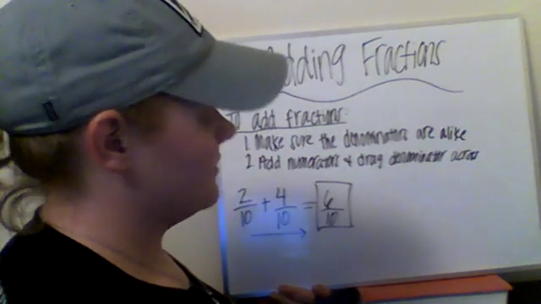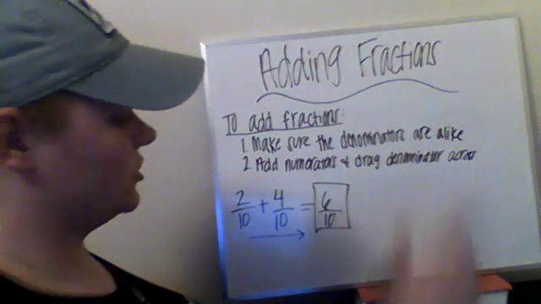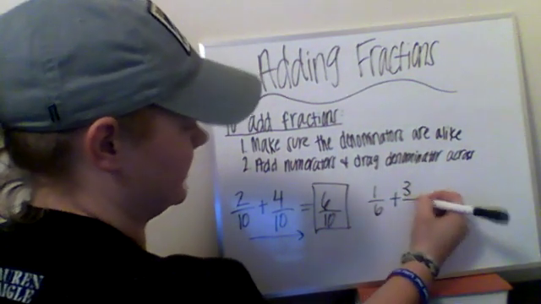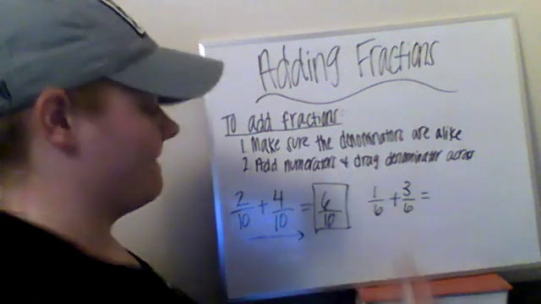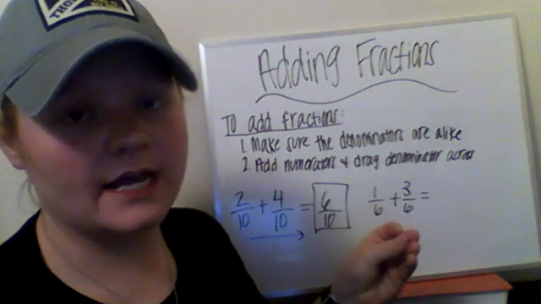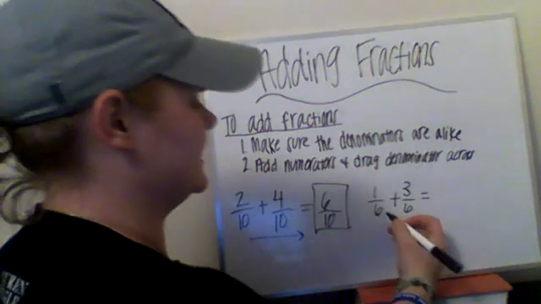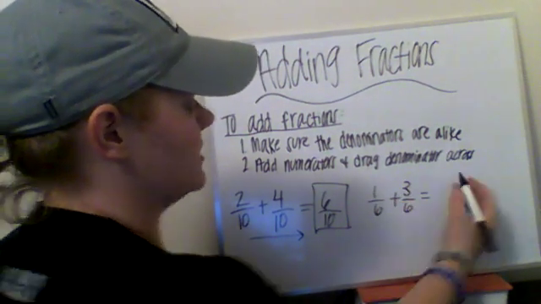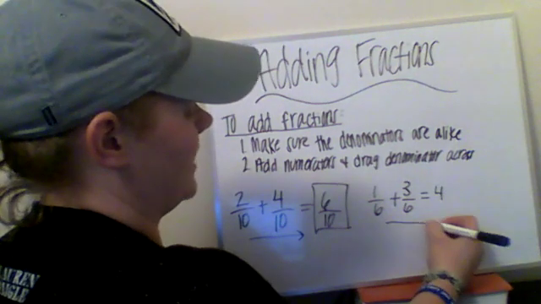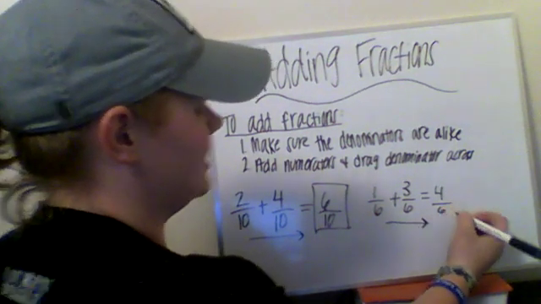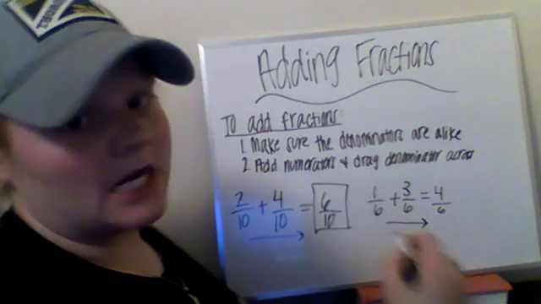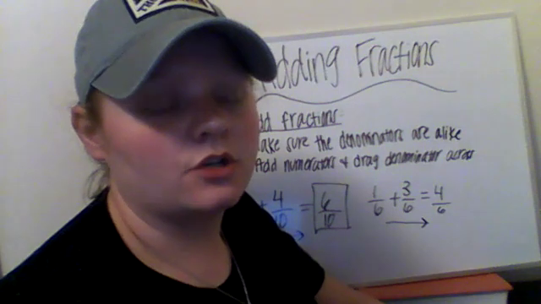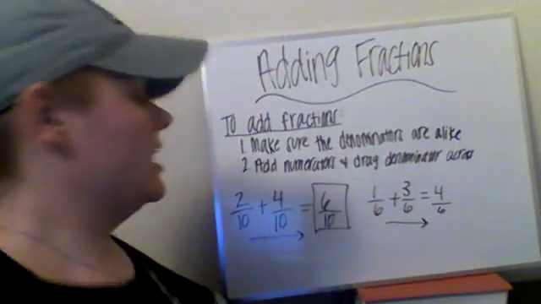If I give you another problem, let's do 1/6 plus 3/6. The light bulb should be going off in your head that I have like denominators, which means my denominators are the same. So I'm going to add my numerators, 1 plus 3, which is 4. Drag my denominator across, which is 6. Again, you want to drag your denominators across instead of adding your denominators together to make sure you keep your whole the same.